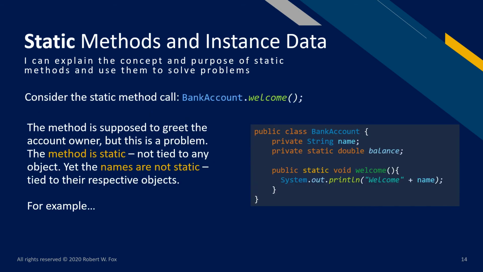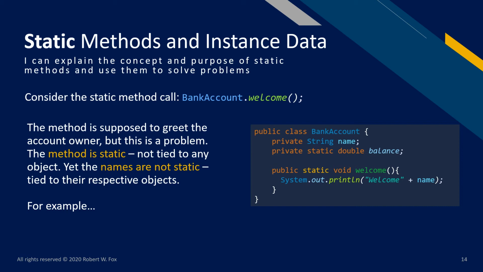Before we wrap the lesson up, there's one more thing I want to talk about, and it has to do with static methods and instance variables. And so what I've done is I've made one slight modification to my welcome method. Now, the welcome method is still static, and that means that it exists even if I don't have an object, and I can call the method by saying BankAccount.welcome.